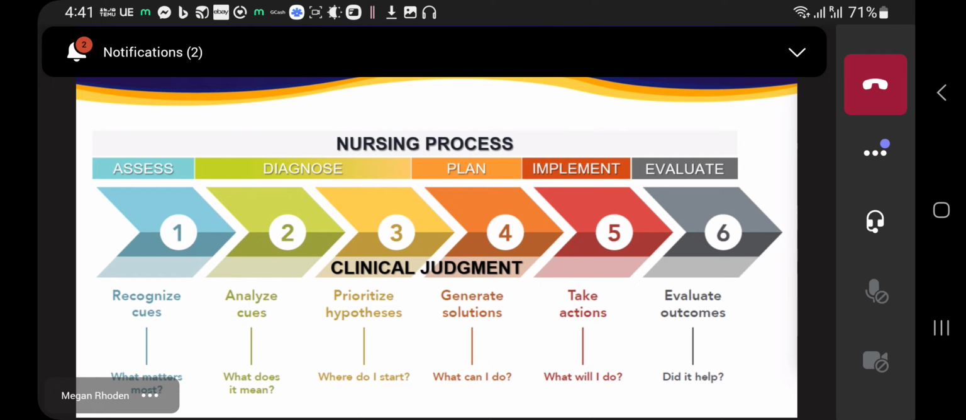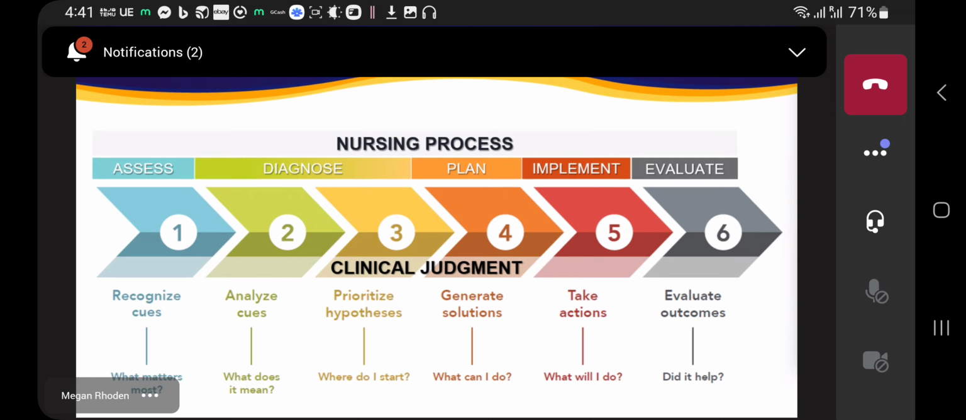So, what is clinical judgment? Clinical judgment is a combination of the following. The first step in the nursing process, guys, is to recognize clues. We're saying what matters most with our client. The next step of the nursing process is to diagnose. This is steps 2 and 3 of the clinical judgment model. This is where we are analyzing clues. We're saying, what does this mean? And prioritizing hypotheses, saying, where do I start?